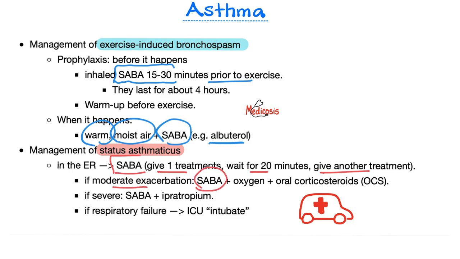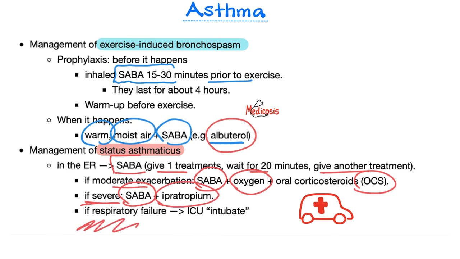What if it's worse than this? Then I'm going to give short-acting beta agonists such as albuterol plus oxygen plus oral corticosteroids. What if it's more severe than this? Short-acting beta agonist plus ipratropium. What if there is respiratory failure? We need to intubate in the ICU.